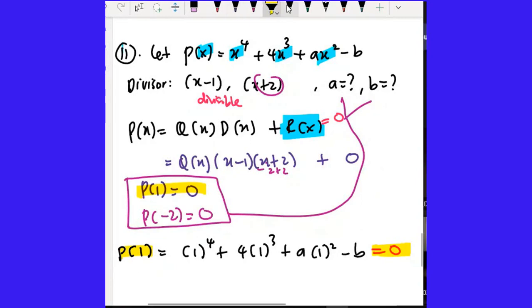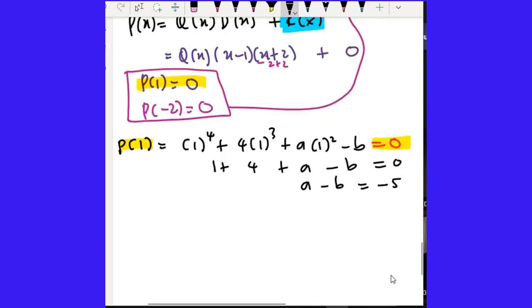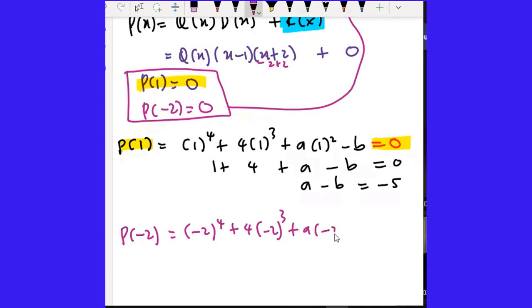Okay. Jadi kita dapat first equation 1 plus 4 plus A minus B is equal to 0. A minus B is equal to negative 5. One equation. So the second is kita ambil P of negative 2. Masukkan semua negative 2 tempat x tu. Substitute all. Plus A negative 2 squared minus B is equal to 0.